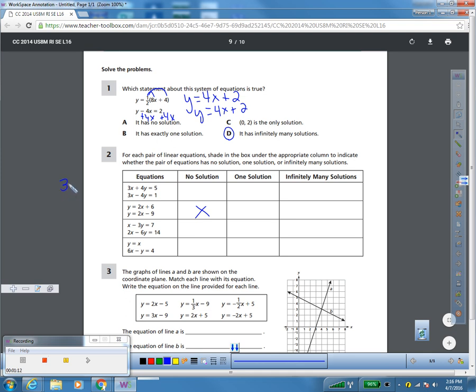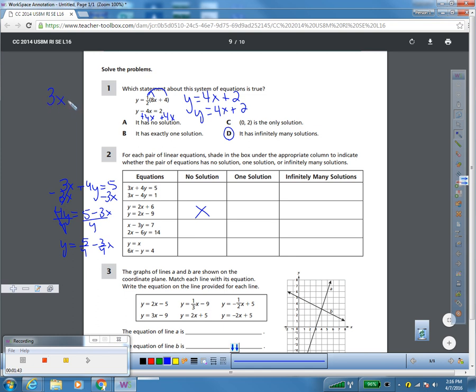So I'll go 3x plus 4y equals 5. I'm going to subtract 3x from both sides and get 4y equals 5 minus 3x. At the end, I'm going to go ahead and divide by 4. And then I have 5/4 minus 3/4 x. On this one, I'm going to solve for y as well. I'm going to go up here to solve this one for y.